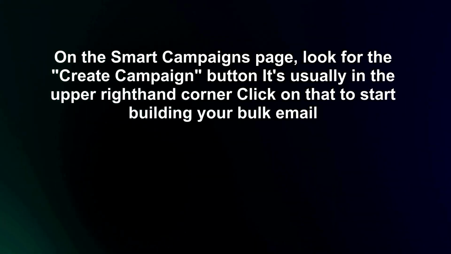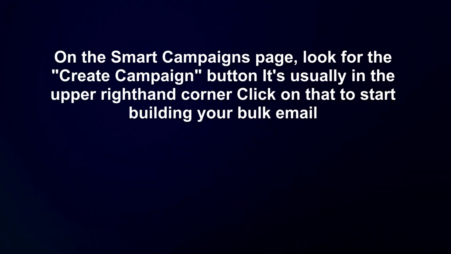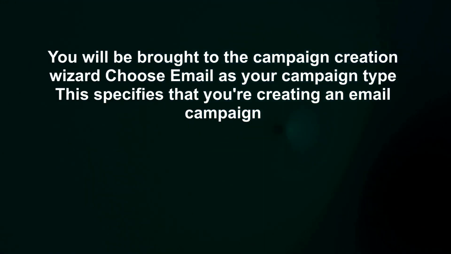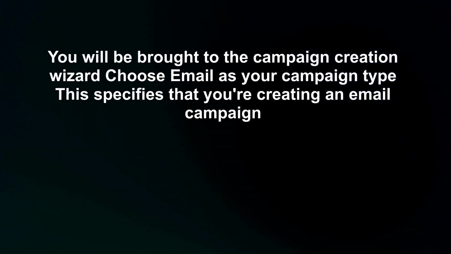On the Smart Campaigns page, look for the Create Campaign button. It's usually in the upper right-hand corner. Click on that to start building your bulk email. You will be brought to the campaign creation wizard. Choose email as your campaign type. This specifies that you're creating an email campaign.